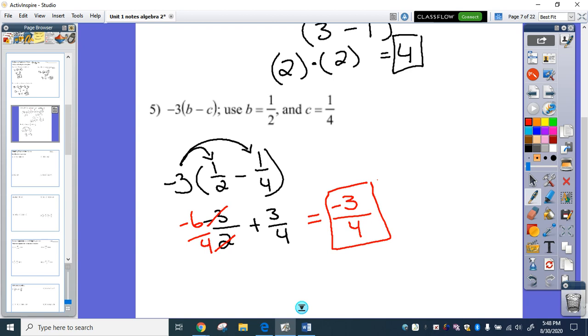Hopefully that gives you enough to get started on your Edulastic. Tonight's homework has a total of 8 problems on it on evaluating expressions. So hopefully you're going to do well on that tonight.